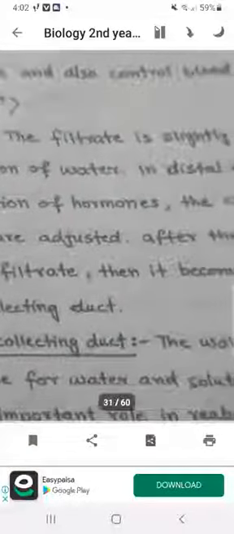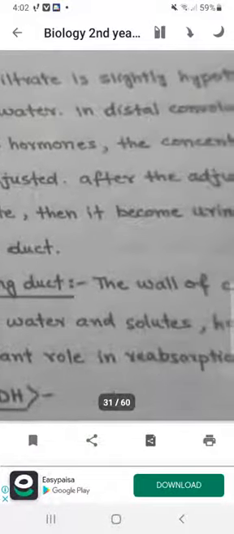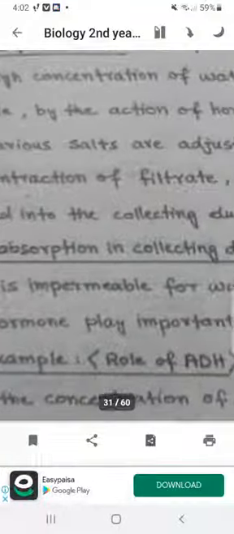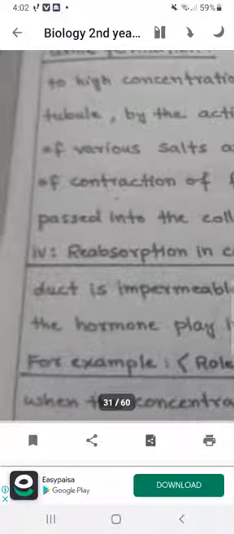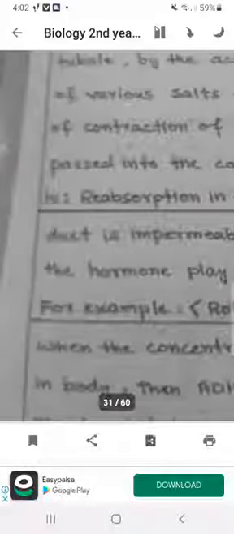Urine formation. The filtrate is slightly hypotonic due to the high concentration of water in the distal convoluted tubule. By the action of hormones, the concentration of various salts is adjusted. After the adjustment of the concentration of the filtrate, it becomes urine, which passes into the collecting duct.